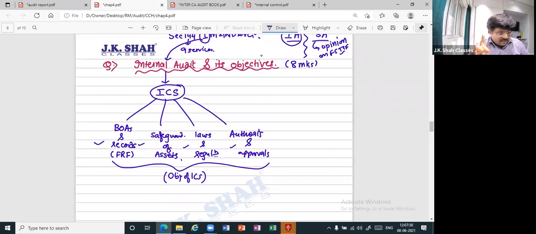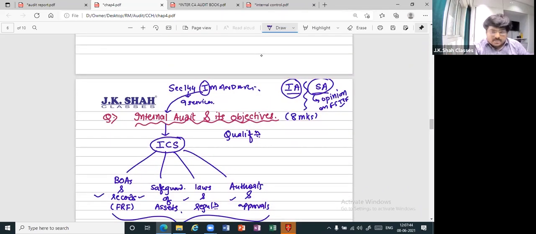Any doubt? Think. Will there be any qualification for the statutory auditor? Yes. What is the qualification? Chartered accountant. Normal chartered accountant or practicing? Practicing, correct. So can I say, if I have a COP and I'm practicing in India, I can become a statutory auditor? Yes.